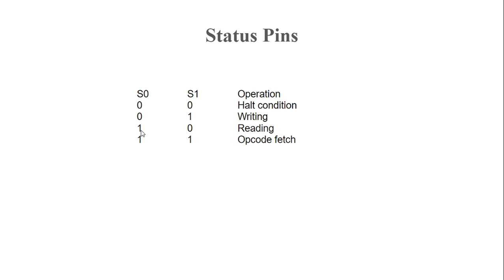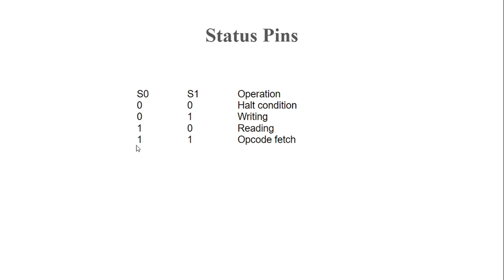While if S0 is equal to 1 and S1 is equal to 0 are available on the status pins, in such case the microprocessor can perform the reading type of operation. And if both the pins are 1 1, in such case the microprocessor can perform the opcode fetch type of operation. All these three operations we have already discussed: opcode fetch operation, reading operation and writing operation.